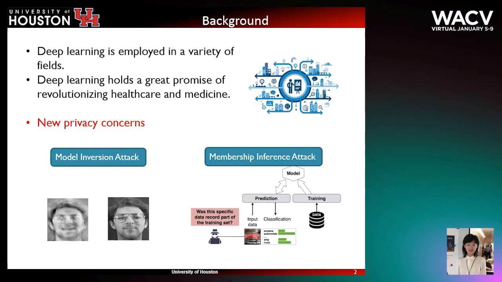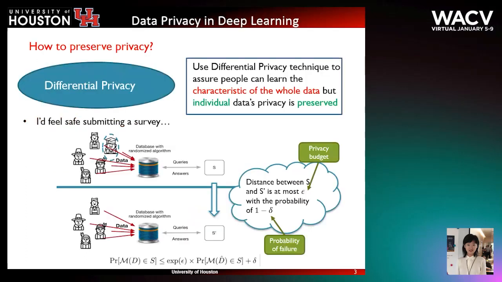There are several popular types of attacks, such as model inversion attacks, which can reconstruct the training data given only access to the deep neural networks, and membership inference attacks, which aim to find out if a specific data record is in the dataset used to train the deep learning model. Therefore, here comes the question: how to preserve privacy in deep learning?